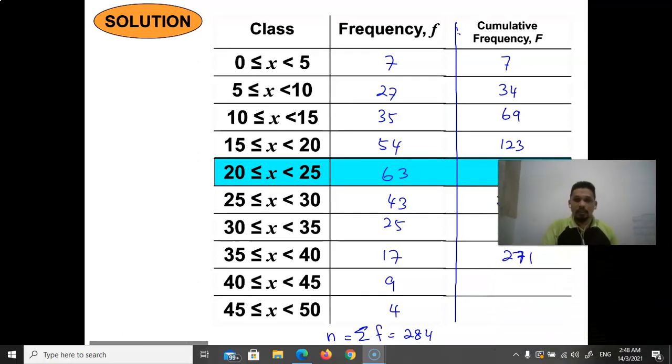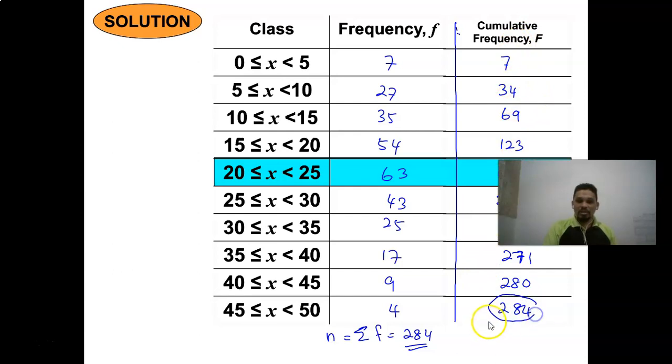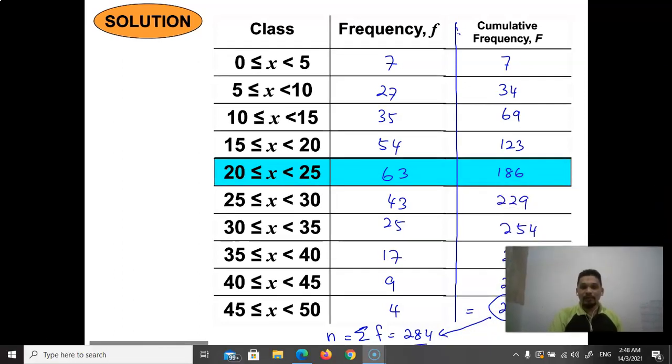Okay, 271 plus 9 equal to 280, and plus the last one here, 4, equal to 284. Okay class, the number of data is equal to 284. Cumulative frequency must end up with the same value as the number of data here. It must be equal.